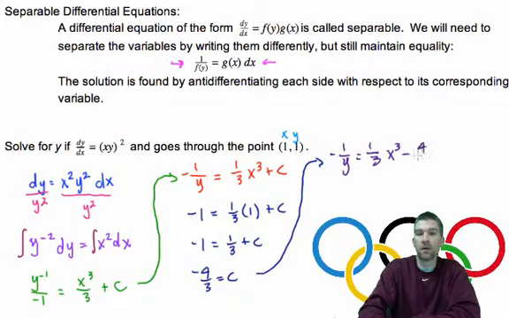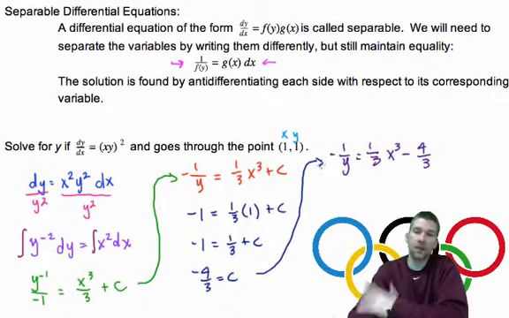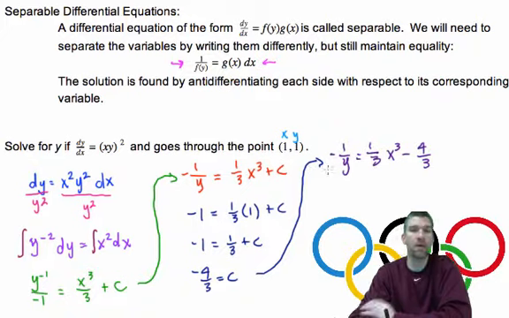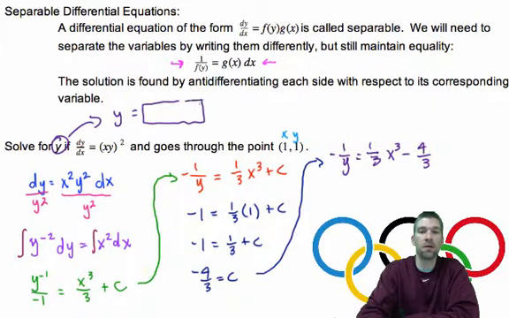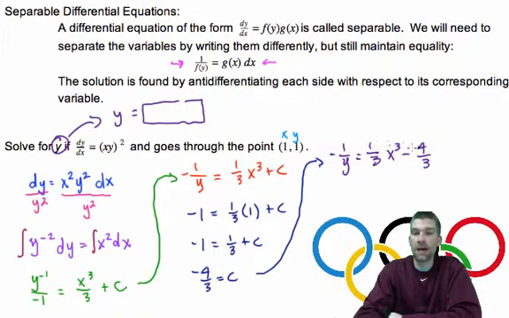minus 4/3. Okay. The thing is, with this equation, we don't really want to leave it as 1 over y. That's not necessarily solving for y. Remember, if we solve for y, we're going to have an equation that says y equals something. So why don't we look at this by combining everything together in one fraction.